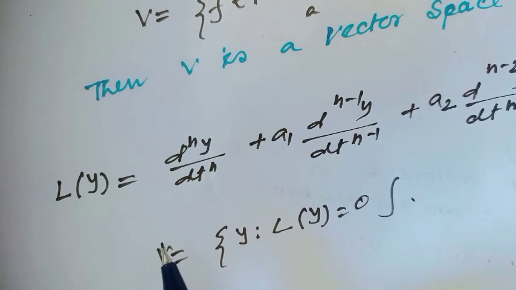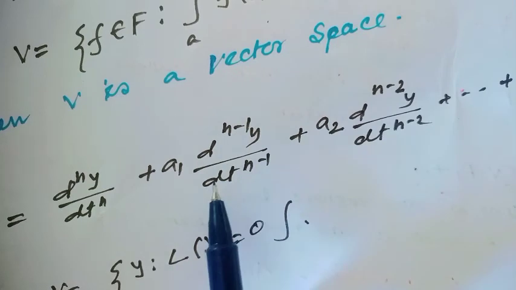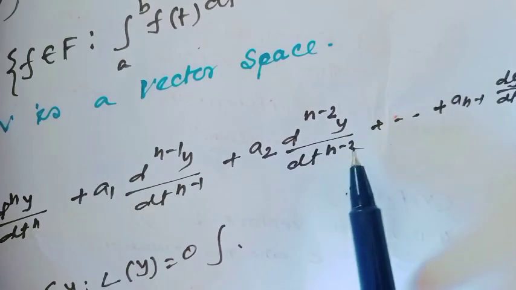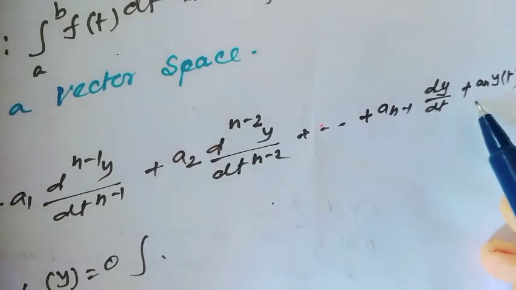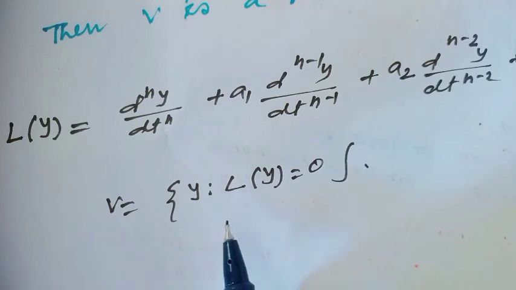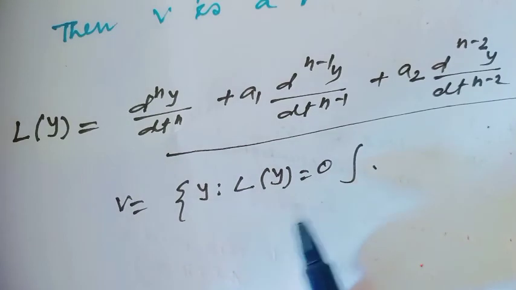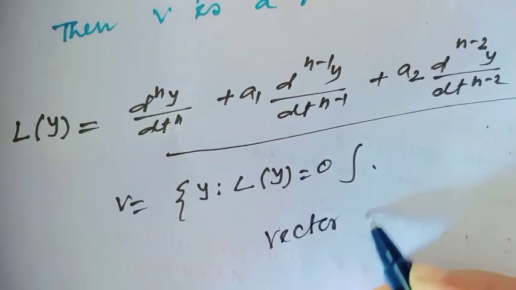Consider L of y equal to the set of all differential equations of degree n. This is d^n y over dt^n plus a1 d^(n-1) y over dt^(n-1) plus a2 d^(n-2) y over dt^(n-2) up to an y(t). Here the vector space is defined as the set of those y which are solutions of this differential equation, that is, L of y equal to 0. And obviously this is a vector space, similar to before.